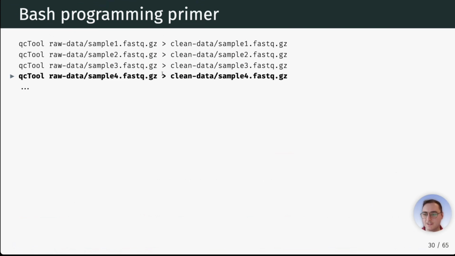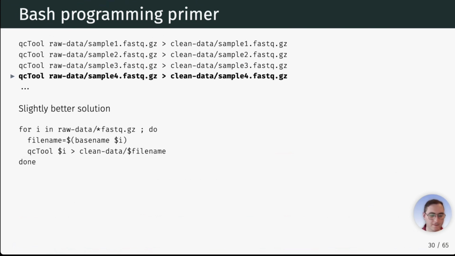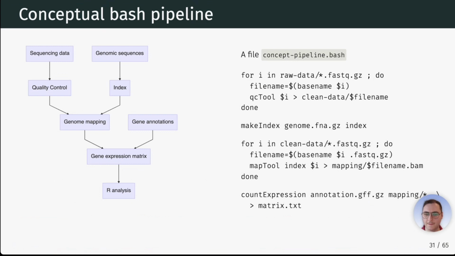Instead, a slightly better solution would be to make a loop. For instance, we could type: for each FASTQ file in raw data, I have a variable where I extract the file name and say QC tool, please work on my raw file and store it under clean data. Similarly, we could extend this: we have one for loop that works on each sample in the raw data and provides the clean data. We have a hypothetical tool to build an index, and a second loop that, for each clean data file, uses a hypothetical mapping tool that takes the genome index and the clean data to produce a mapping file, which can then be used together with the annotation to count the number of gene expression.